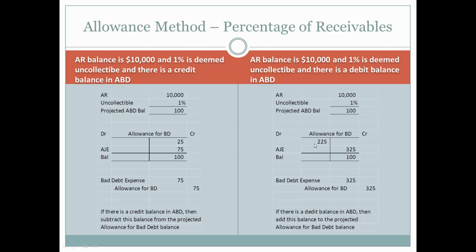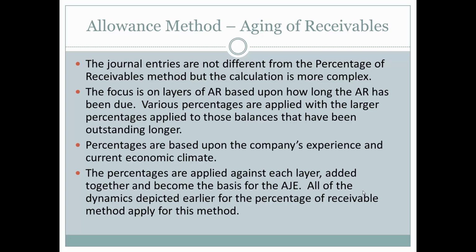We have a debit balance of $225. Adding the 100 to the $225, our bad debt expense will be $325, and our allowance will be $325.